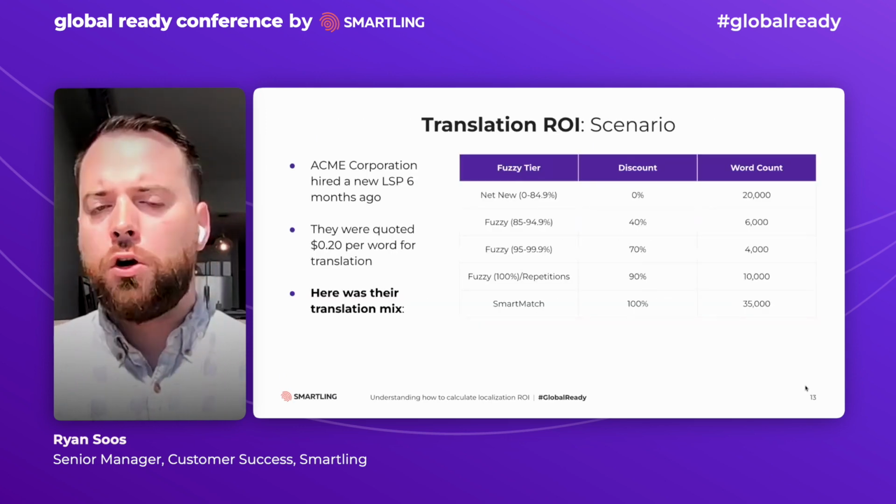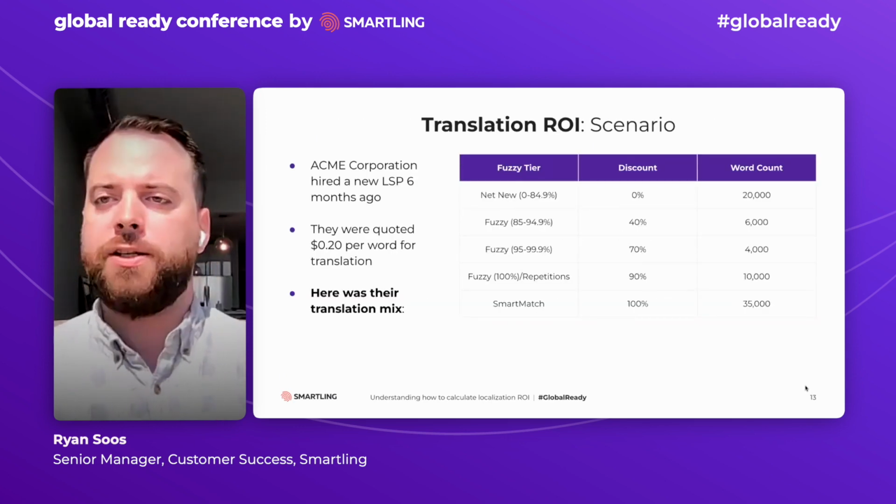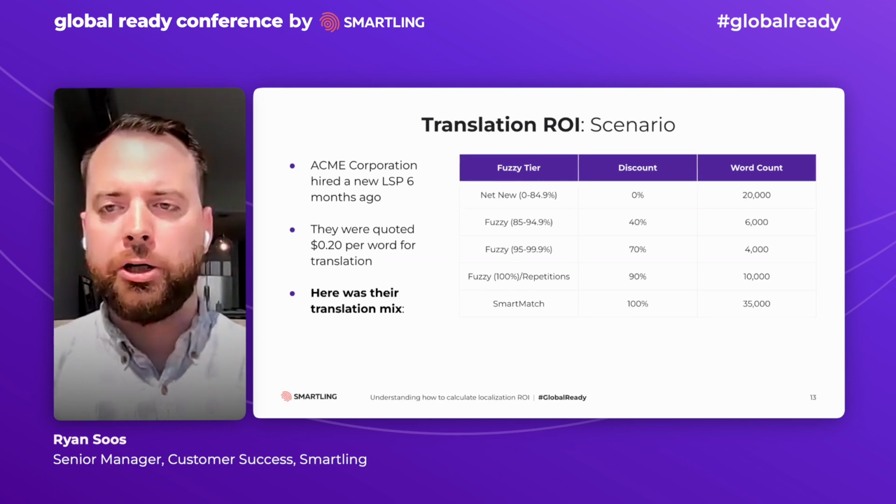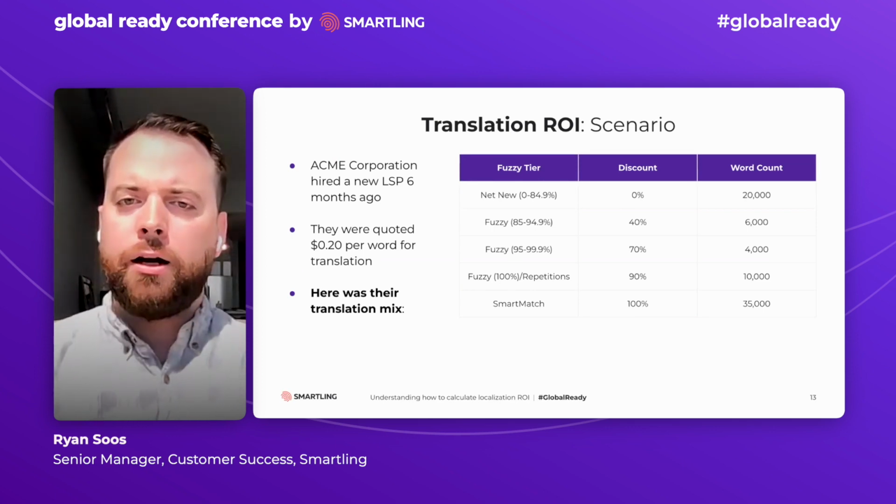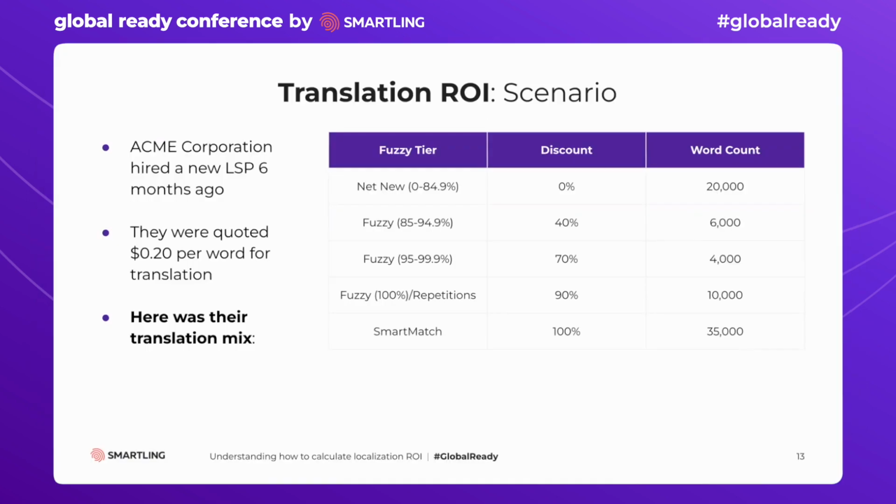Okay, so how do we calculate our savings with translation memory leverage? Let's take a look at a scenario. Acme Corp comes in. Wile E. Coyote is translating all his dynamite and all his traps, and he's pushed through a lot of content. Here is their translation mix. All of this reporting is available very clearly.